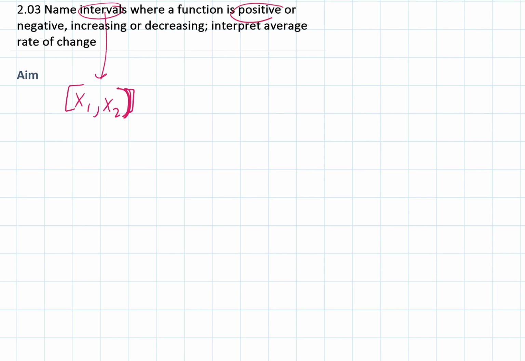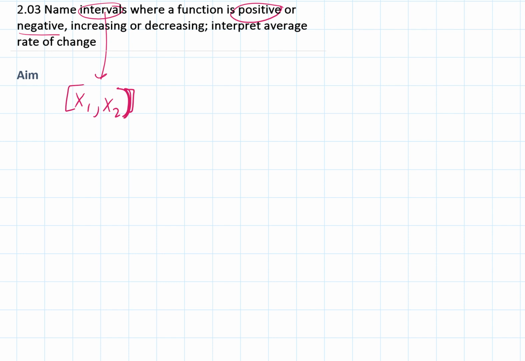Positive, a function is positive on x values where the y values are above the x-axis. A different way to say the same thing is a function is positive on x values whose y values are greater than 0, right? Negative means less than 0, so a function is negative on x values where the y values are less than 0 or below the x-axis.